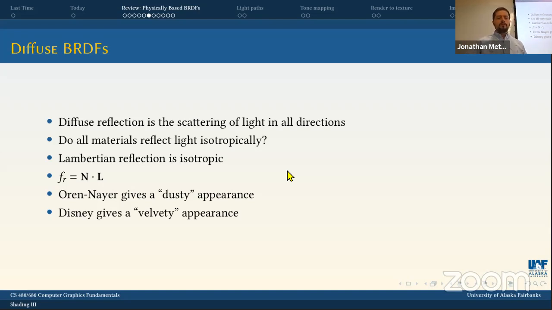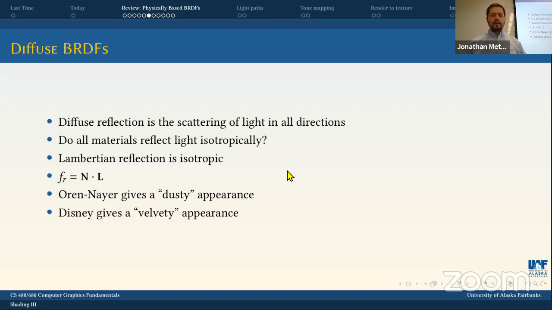Okay, so Lambertian reflection is isotropic. In other words, it doesn't matter what direction the light's coming in, it's going to reflect evenly in every direction. And we were talking about basically if you have Lambertian reflection, you end up getting N.L lighting. Now there's two kinds of diffuse BRDFs we looked at. One was called Oren-Nayar, and the other one was called Disney.